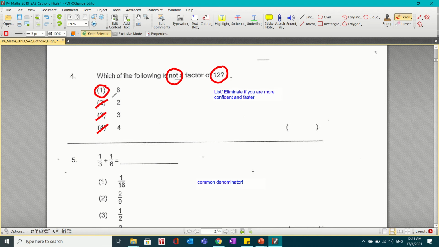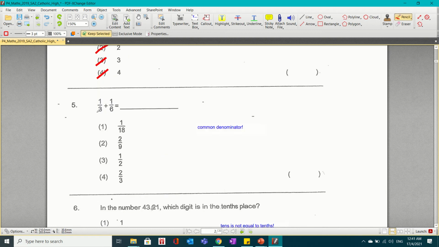Moving on to question 5. Whenever you have a fraction question, you should always find the common denominator. One of the main and biggest ideas surrounding fractions would be to find the common denominator, because this will help you to add the 2 fractions up and eventually give you the right answer.